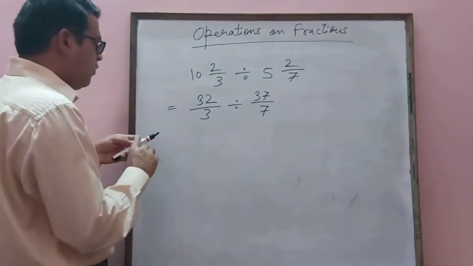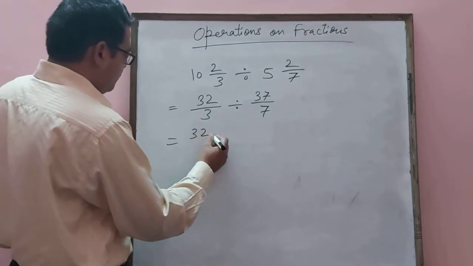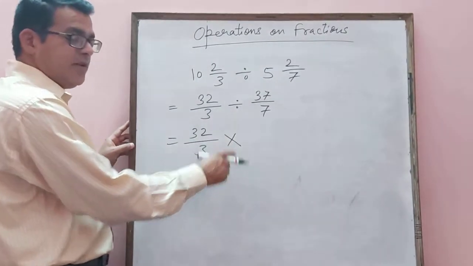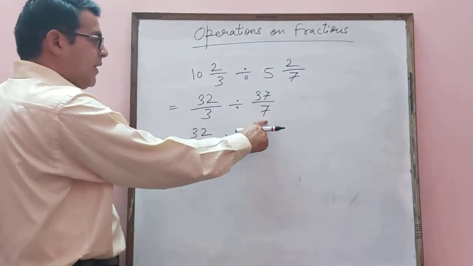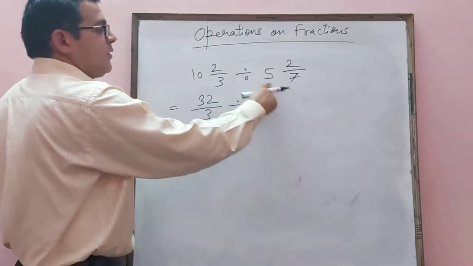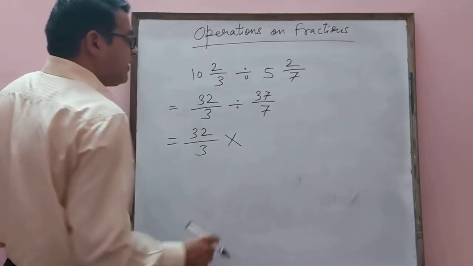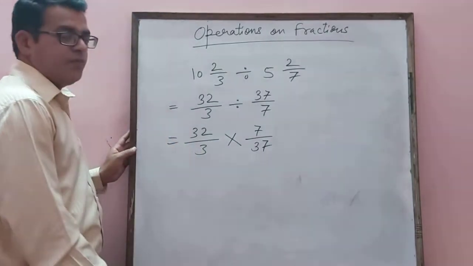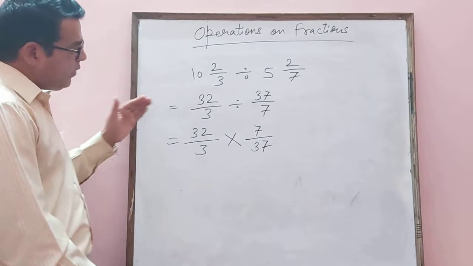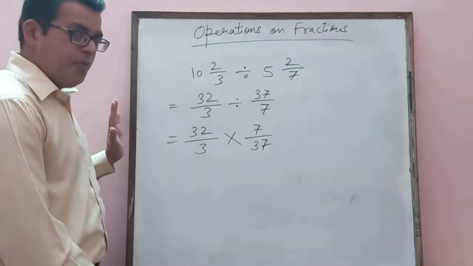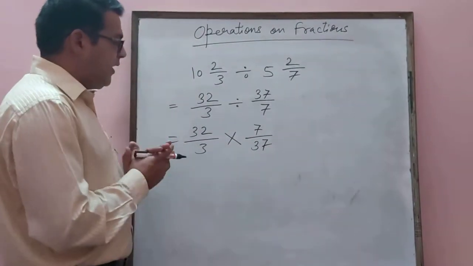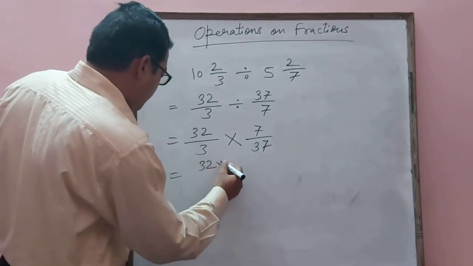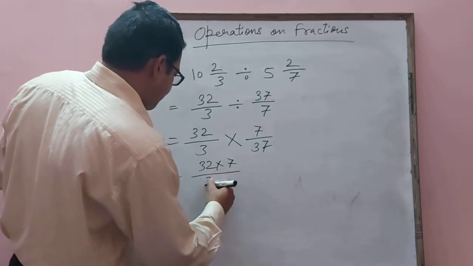Now, what to do now? Here we can write multiplication, after taking the reciprocal of this. What is the reciprocal of 37 by 7? It is 7 by 37. Right? Now you can see here nothing is common. We can't cut any number by any other number. So what to do? Directly we can multiply.